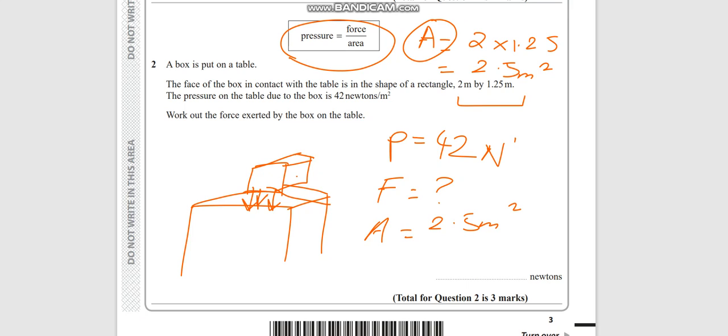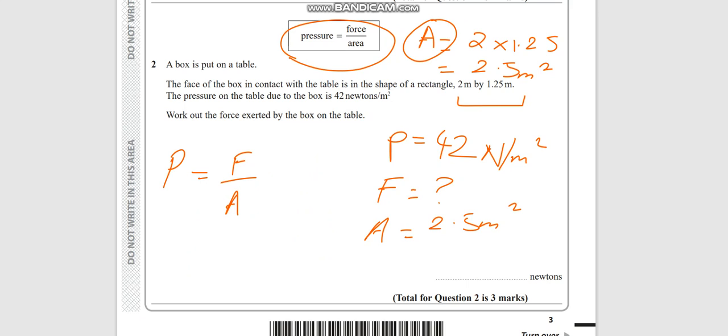That's newtons per meter square. And now what you're going to do is plug these into the formula. So P would be 42 equal to F upon 2.5. Now to calculate F, we would multiply 2.5 from both sides. So we'll be left with, wait, let me do it.